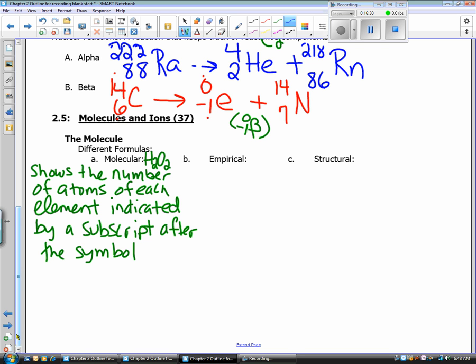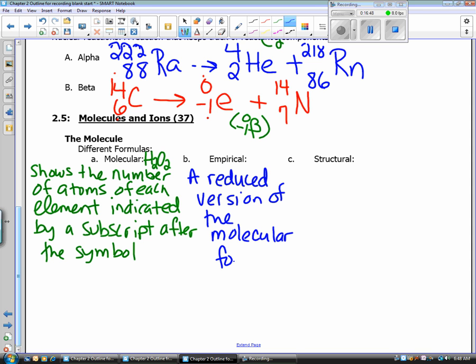Another one that you might see, if we add hydrogen peroxide, is called an empirical formula, and that's a reduced version of the molecular formula. So if I have H2O2 and I reduce that, I'm going to have one H and one O.